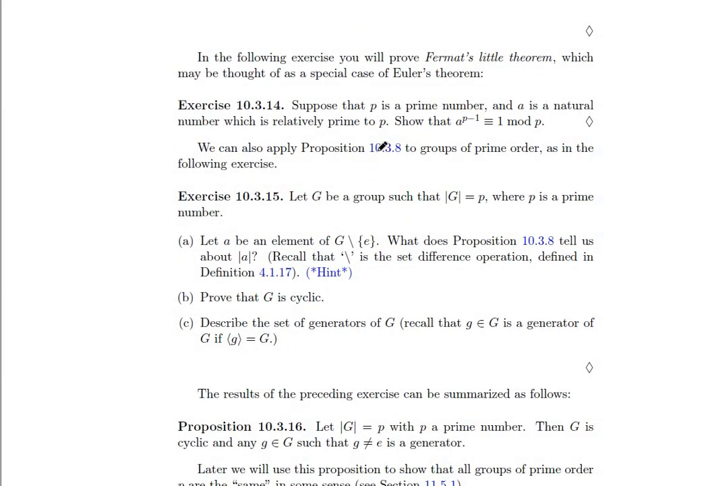Now there's a special case where n is prime. If n is prime, then what is phi of p? Phi of p is just equal to p minus 1, because all the numbers less than p are relatively prime to p. So that gives us the result that a to the p minus 1 is congruent to 1 mod p for any a that is relatively prime to p. Of course, if a is divisible by p, then a to the p minus 1 will be congruent to 0.